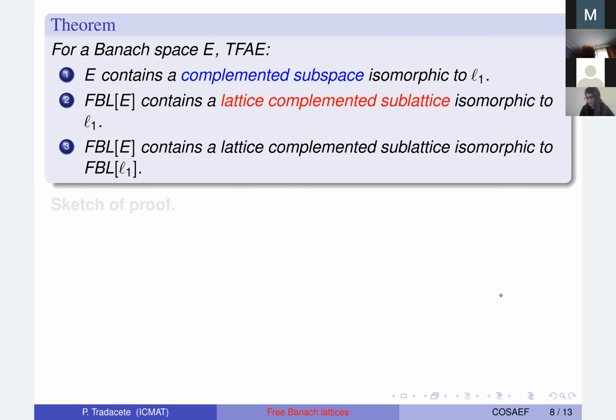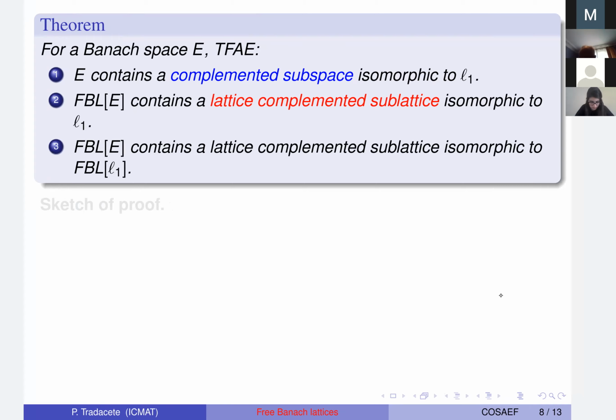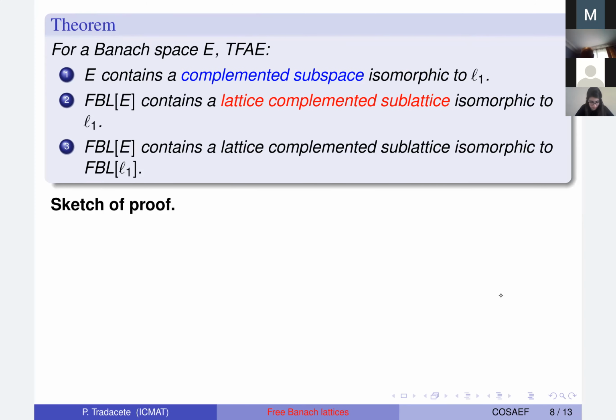And actually, this is also equivalent to, that should be in red too, this is also a Banach lattice property. This is equivalent to the free Banach lattice containing a lattice complemented sublattice isomorphic to the free Banach lattice of L1. I don't have time for the proof, I was a bit naive. I was hoping I would have time to sketch the proof at least, but maybe if at the end I have time, I can comment on that.